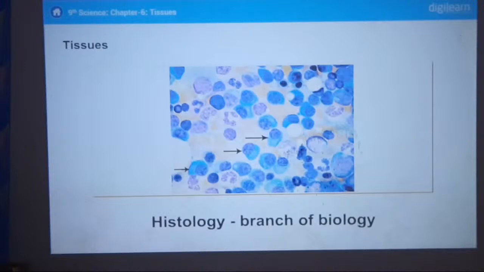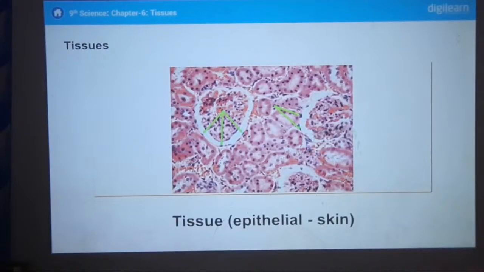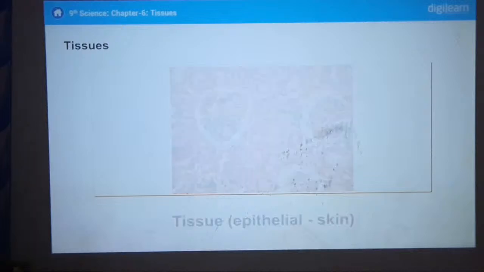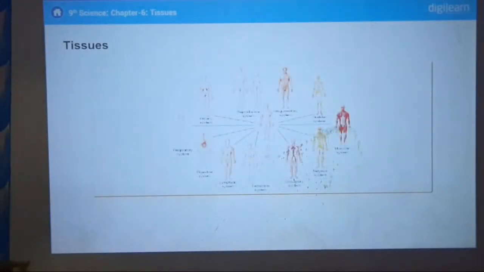Histology. The branch of biology which deals with the study of tissues and their arrangement in the organs is called histology. Tissues: a group of cells which are similar in origin, structure and function are called tissues. Organs: different types of tissues constitute an organ. Thus, the different organs of an organism performing a set of common functions are called an organ system.